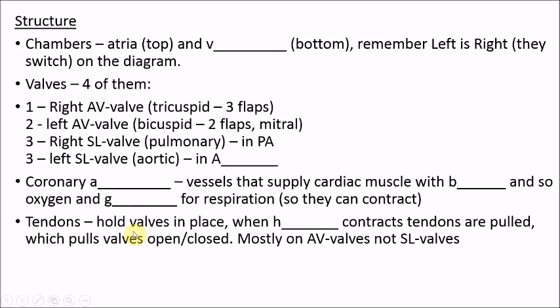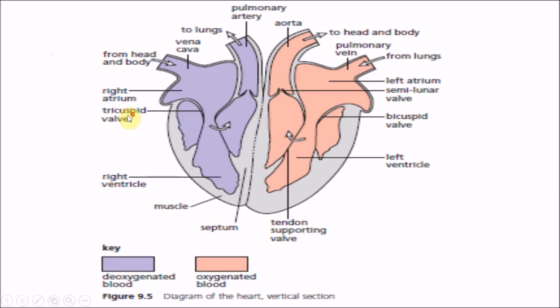Tendons, these hold AV valves in place. When the heart contracts, tendons are pulled, which pulls the valves open and closed. They're not on the SL valves. These use flaps. These use tendons to help them close.